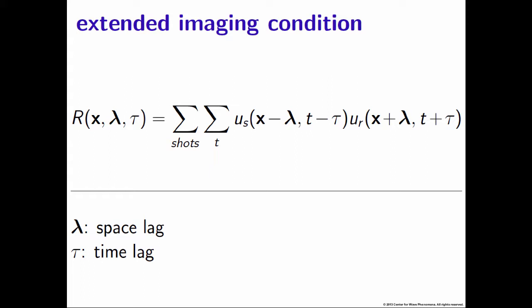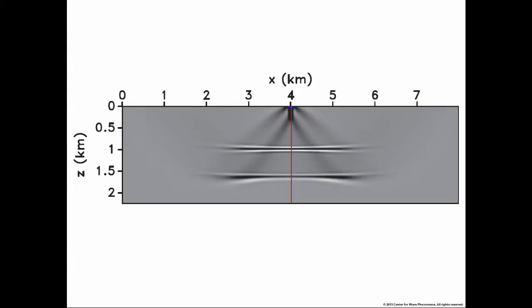So what we normally do is use a specific extension, for example, space lag gathers or time lag gathers, or limit this correlation to sparse locations. This is the common image point gathers approach. So let's take a look at space lag gathers and time lag gathers in this simple experiment.